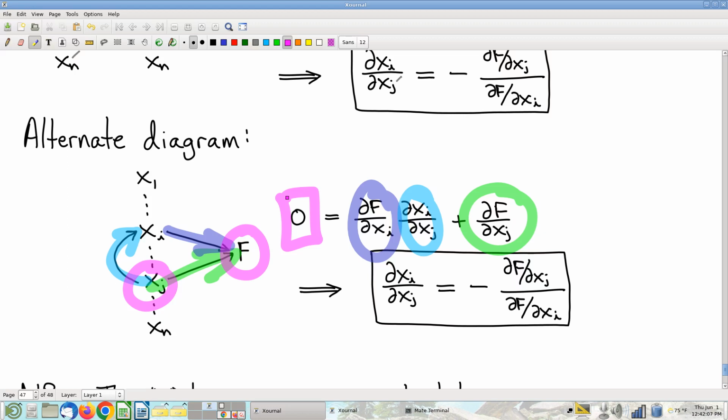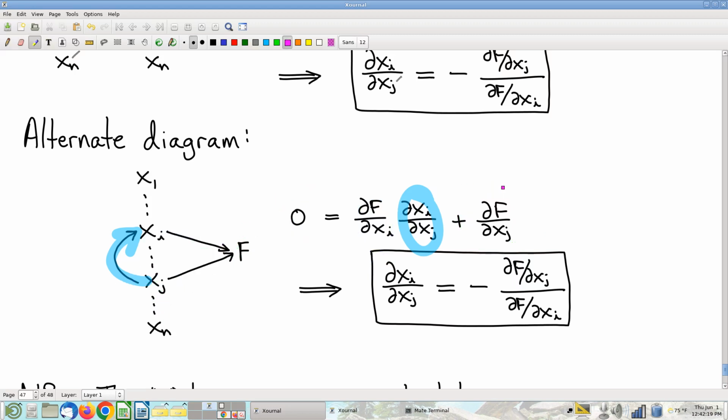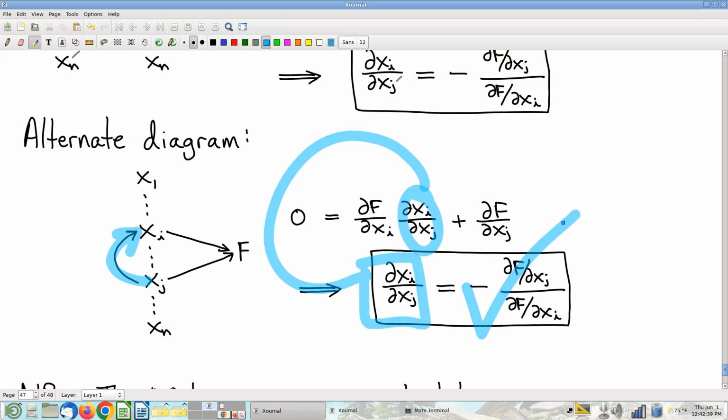Is everybody with me? All right, and now we just have to recall, what was I trying to compute here? I was trying to compute the partial of xi with respect to xj. I've got this newfound ability to view xi as being a function of xj. Its partial with respect to one of the other variables is what I want to know. So you just solve for it, and you get this formula right here.